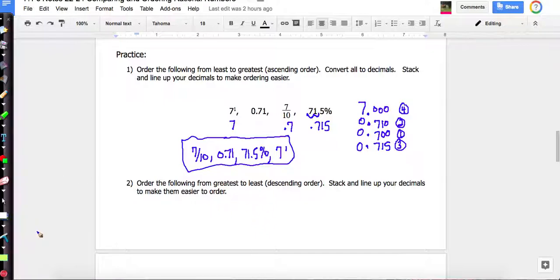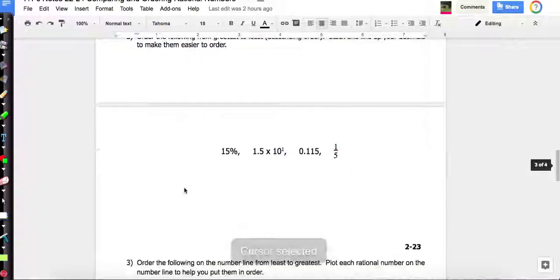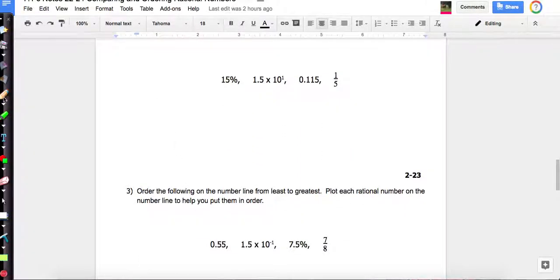Okay, number 2 says order the following from greatest to least. Descending order. Stack and line up your decimals to make them easier to order, sorry. Okay, so let's take a look here. We have 15%. So we're going to do this. Start here because there's no decimal, 1, 2. So it's 0.15. Here it's 10 to the first, so that tells me to move it one place to the right, so I have 15 whole. This one's already a decimal, and then of course 1/5.